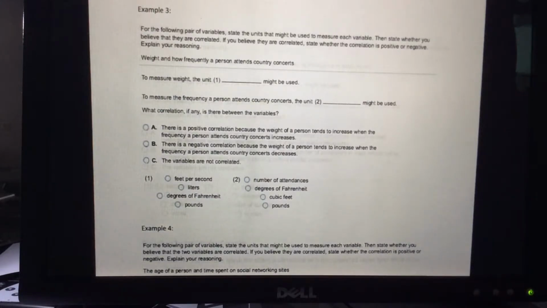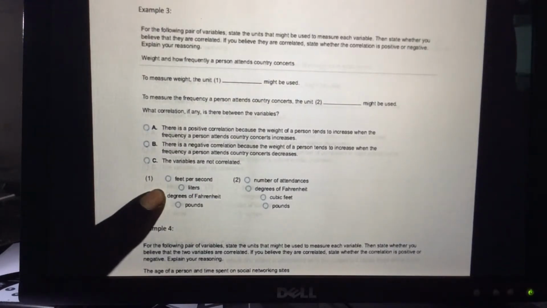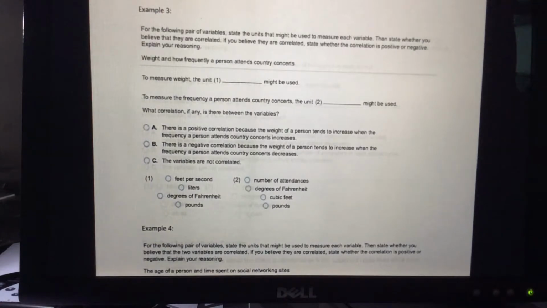Okay, so to measure weight, the unit might be used. And here are the choices that they're going to give you in the drop-down menu. Either feet per second, liters, degrees Fahrenheit, or pounds. So if you're measuring the weight of somebody, it has to be in pounds. So obviously you have to select pounds.